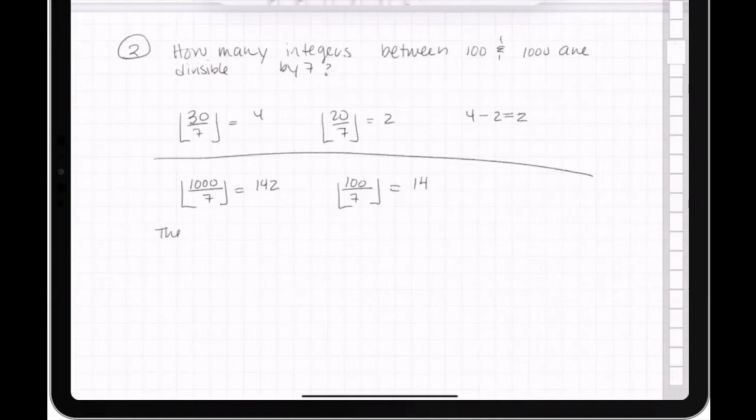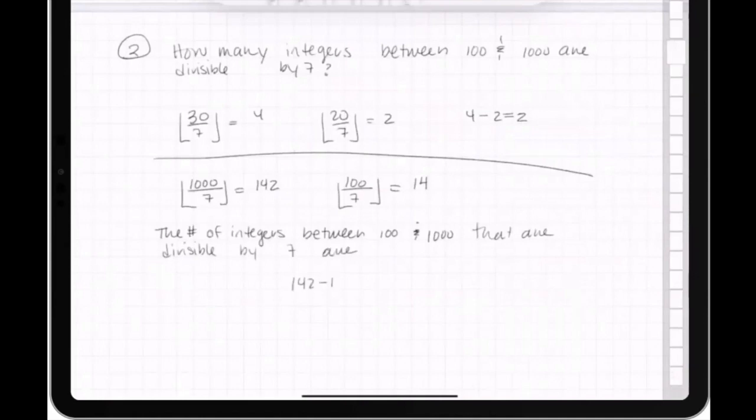So then the number of integers between 100 and 1,000 that are divisible by 7 are 142 minus 14, and that should give you 128.